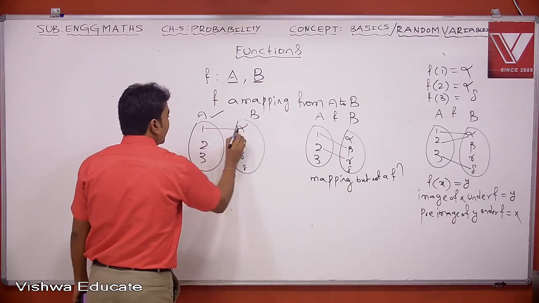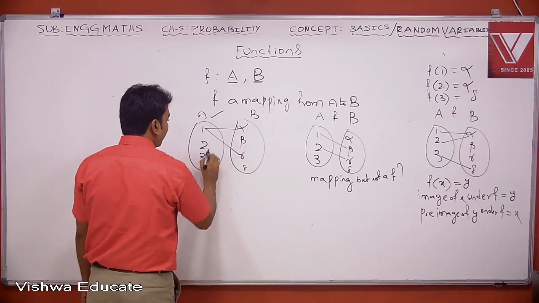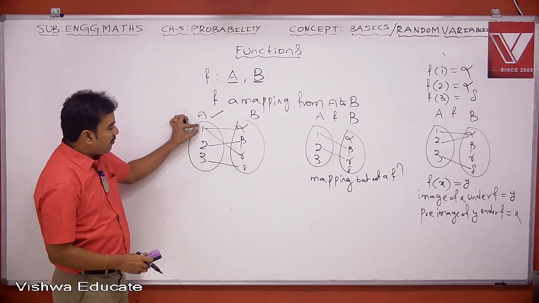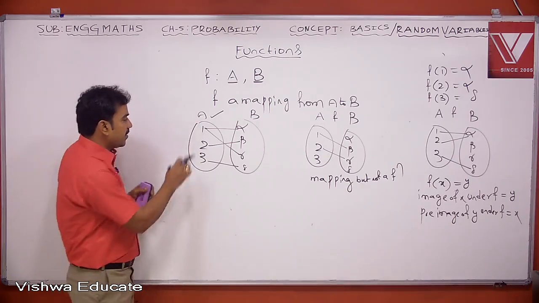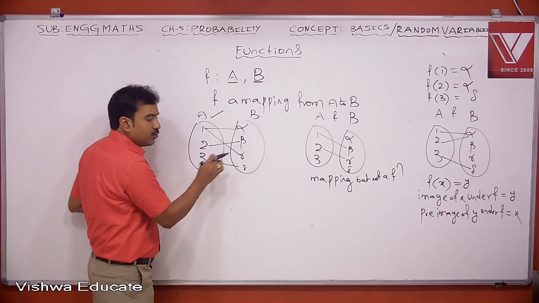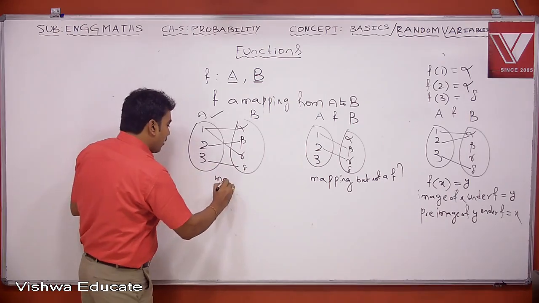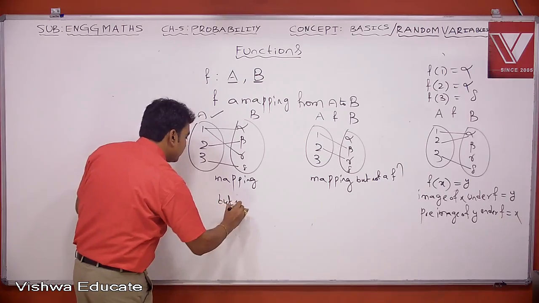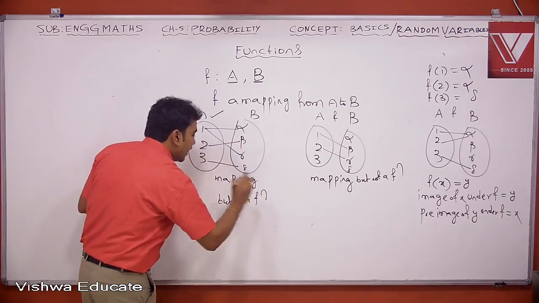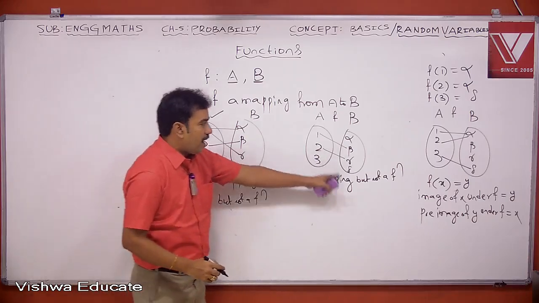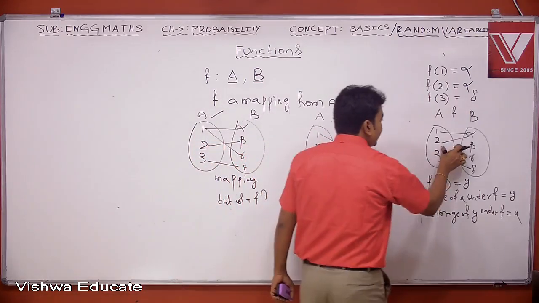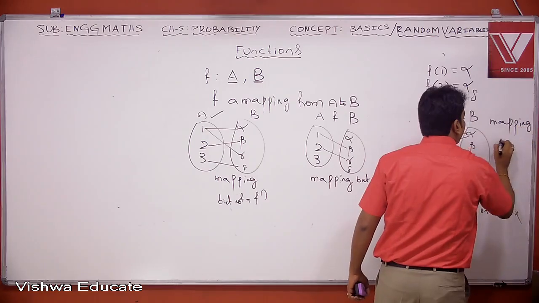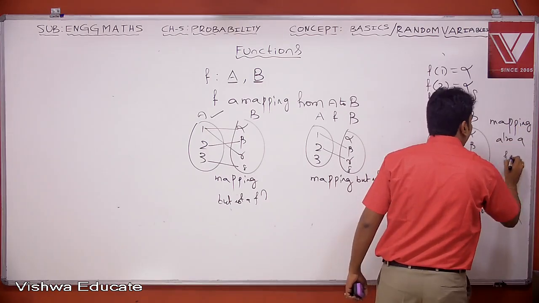So 1 is mapped to alpha, 1 is mapped to gamma, 2 is mapped to beta, 3 is mapped to delta. Now one particular element, 1, is having multiple images. 1 is mapped to alpha, 1 is mapped to gamma. So it is again a mapping but not a function. This is again a mapping but not a function. But this is a mapping, also a function.